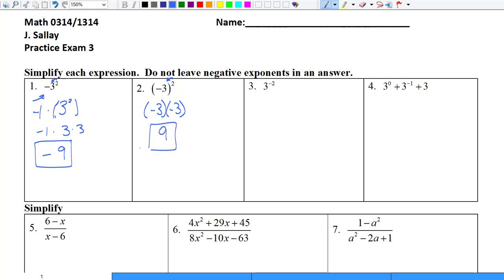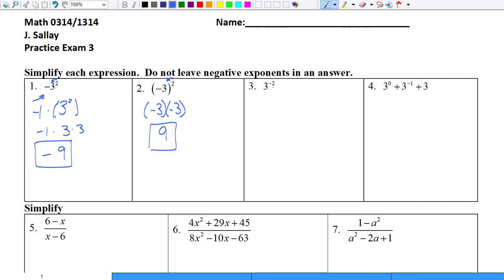So on number 2, when there's a negative inside the parentheses, you have to be careful. If you have 3 negatives, it turns out to be negative. If there's 4 copies of negatives, it turns out to be positive. So depending on if the exponent is even or odd, you might have a positive or negative. Whereas number 1, I don't care what the exponent is, even or odd. If there's a negative out front, the answer is just going to be negative.